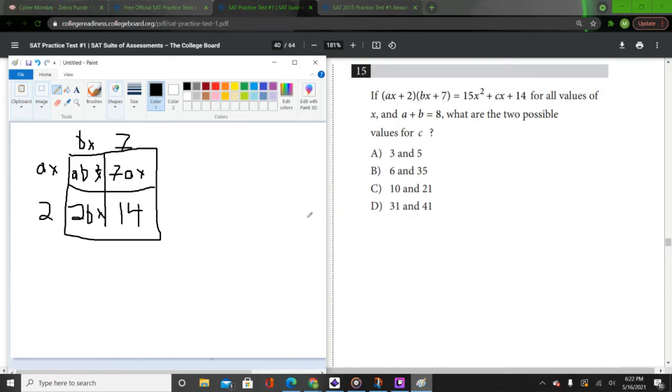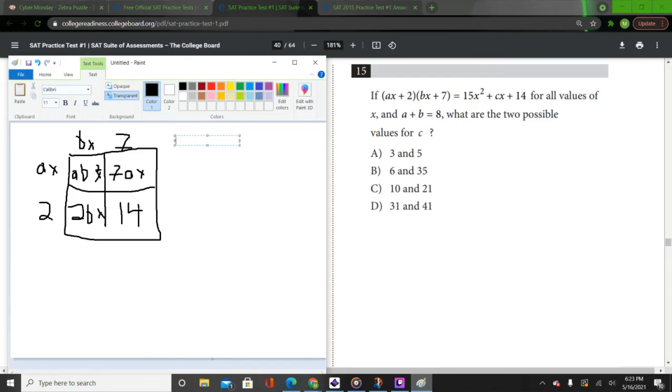So I could write it out as abx squared plus 7ax plus 2bx plus 14 is equal to 15x squared plus cx plus 14. However, that takes a lot of space to write, and I can't write that small in this. So I'm going to skip the writing out step, and instead write the powers of x. I'm going to group by powers of x.